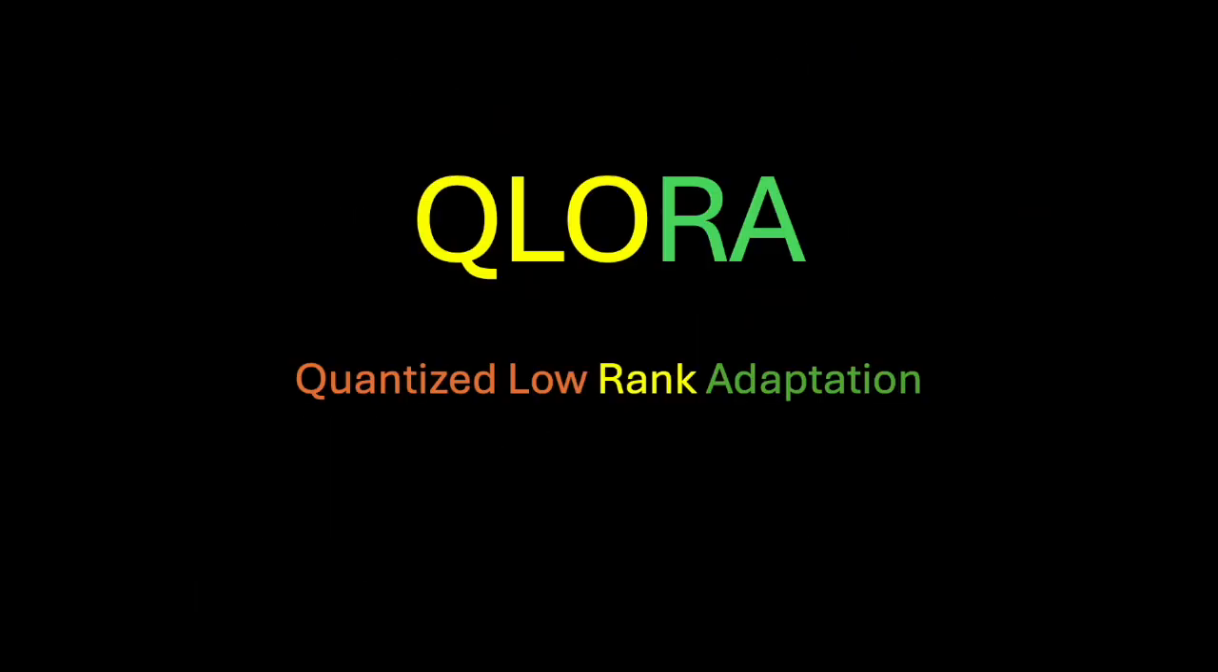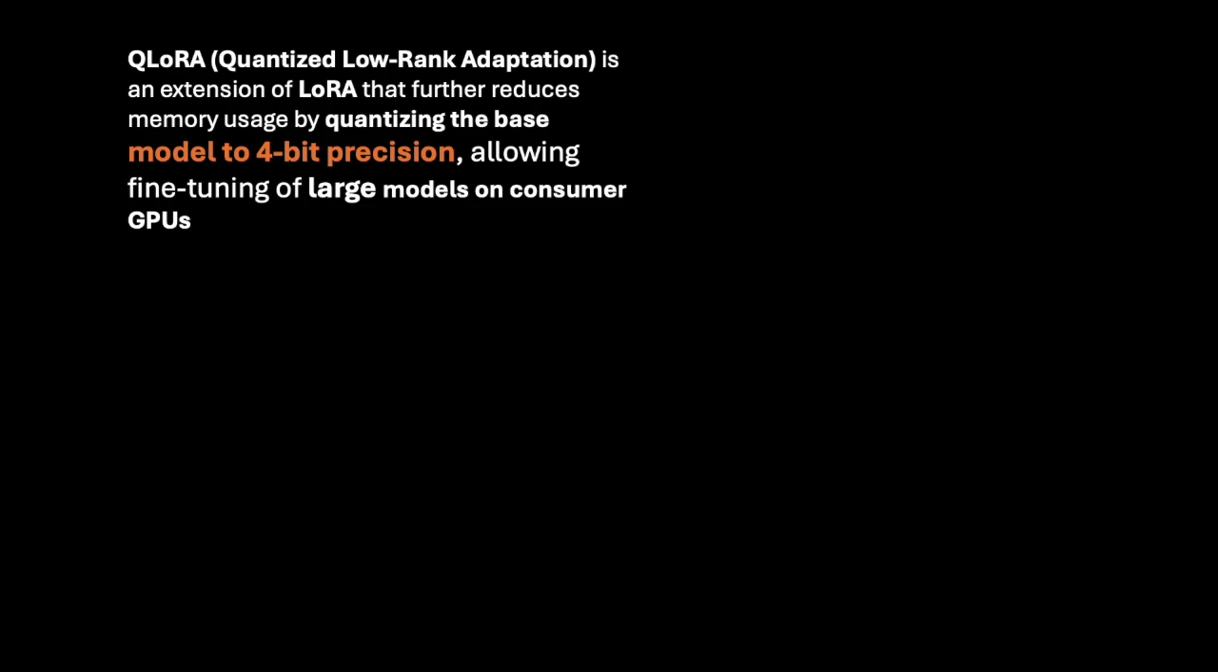An amazing feature of LoRA is that it can be combined with other fine-tuning techniques like adapters, quantization, etc. If we combine LoRA with quantization, it becomes QLoRA, quantized low rank adaptation. QLoRA is an extension of LoRA that further reduces memory usage by quantizing the base model to 4-bit. This is really important to understand.